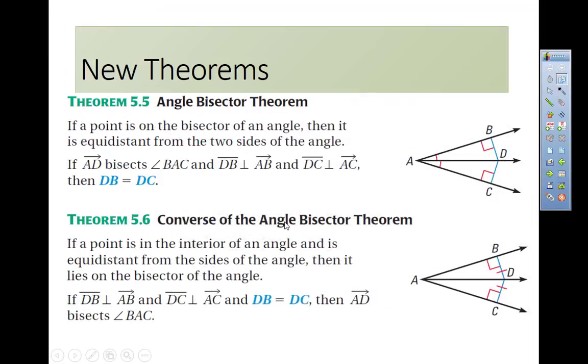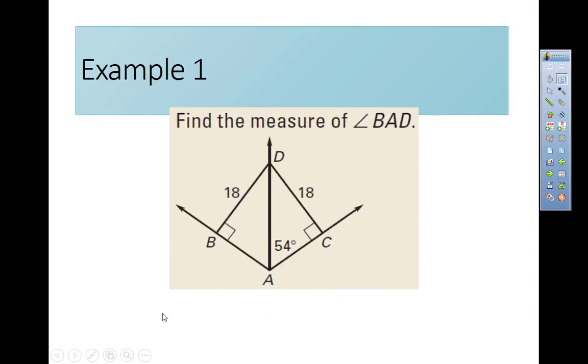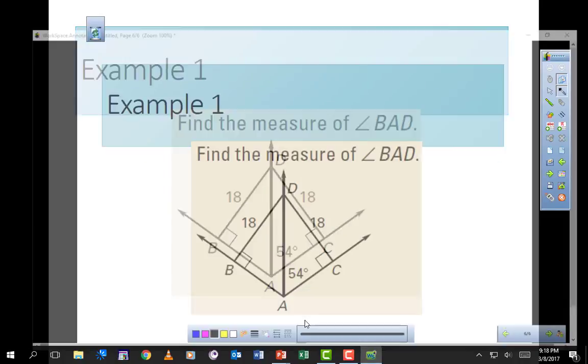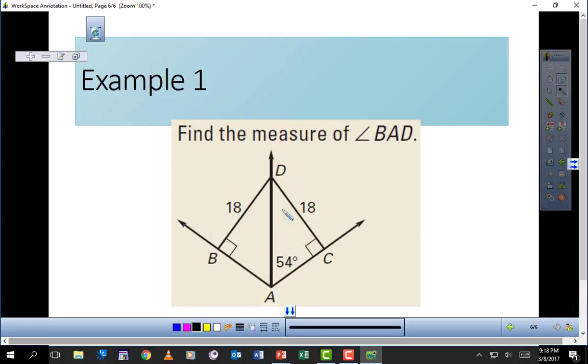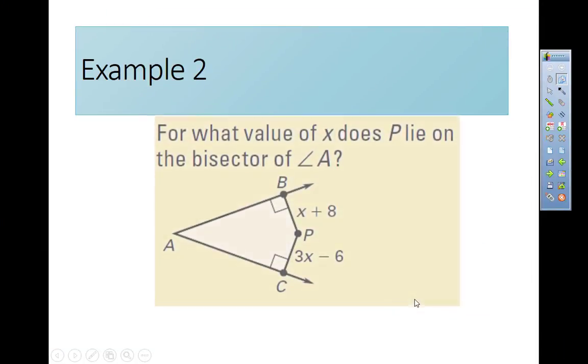We're going to try some problems now. And let's look at example 1. Find the measure of angle BAD. Well, first of all, since these two distances are the same, it means that this here is an angle bisector. And it bisected this angle right here, so it cut it right smack in half. And so it also means that these two are equal. So angle BAD, well, that's easy. Angle BAD is equal to 54 degrees also. Man, is that simple. Okay, well, let's move on. Example number 2.